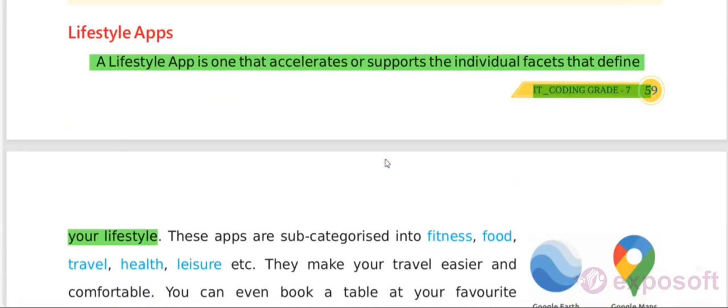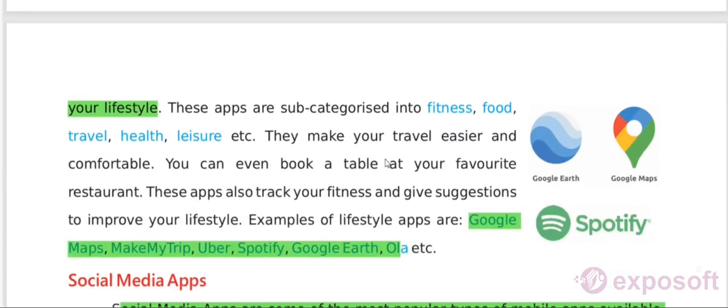Next is lifestyle apps. A lifestyle app is one that accelerates or supports the individual facets that define your lifestyle. Examples of lifestyle apps are Google Maps, MakeMyTrip, Uber, Spotify, Google Earth, Ola, etc.